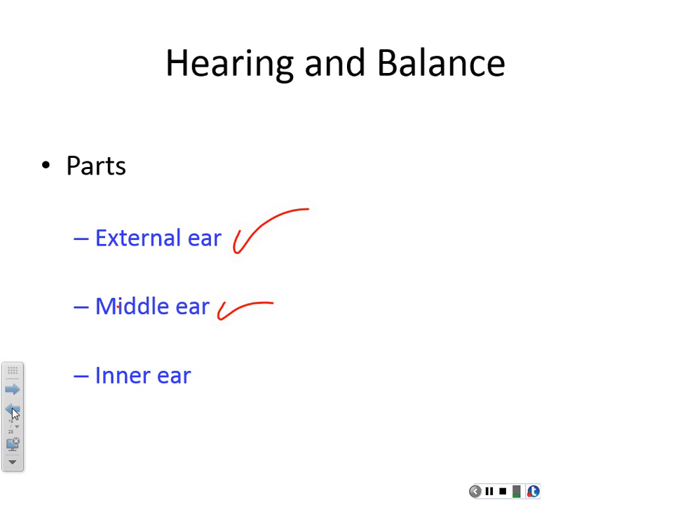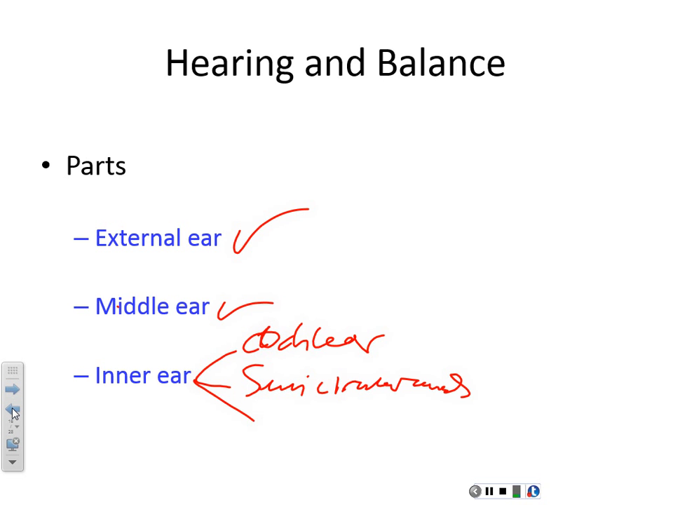And then of course the inner ear. It's got 3 parts again. It's got the cochlea. Semicircular canals, guys. Parts of the semicircular canals. What else? Starts with a V. Vestibule. Yeah. Okay.